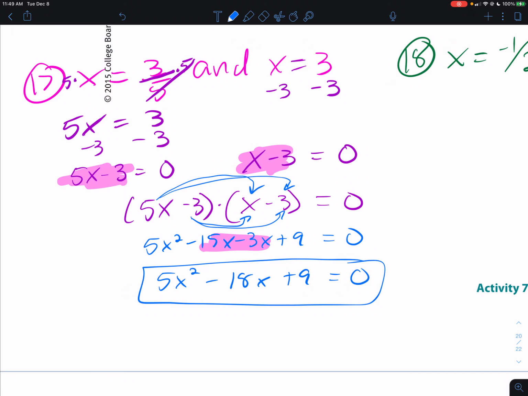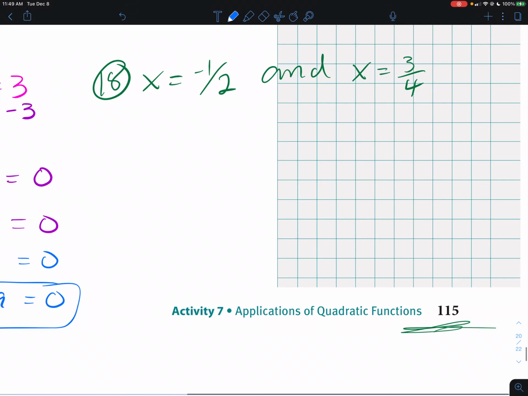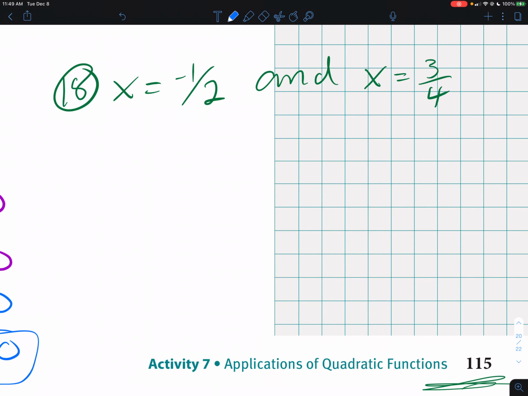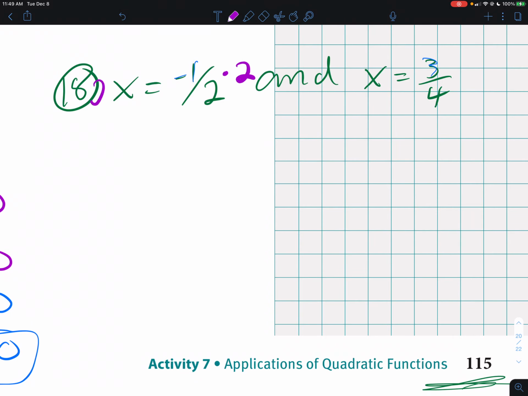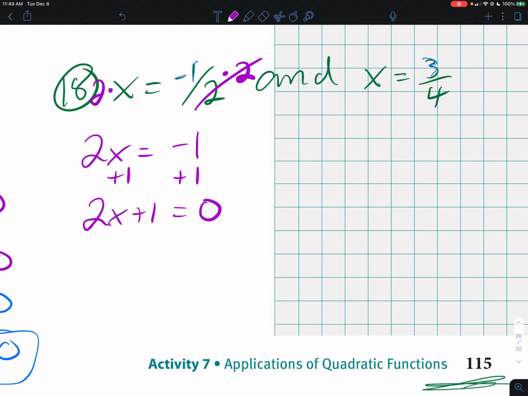We have one more. Number 18. So we've got negative 1 divided by 2, and we've got 3 divided by 4. I'll start by canceling out this 2, multiply both sides by 2 to cancel out the 2's. So 2x equals negative 1. Add 1 to both sides to get 0. Over here, I've got 3 divided by 4, so I'll multiply both sides by 4. And I have 4x equals 3. And then subtract the 3 to get 0, so 4x minus 3 equals 0.